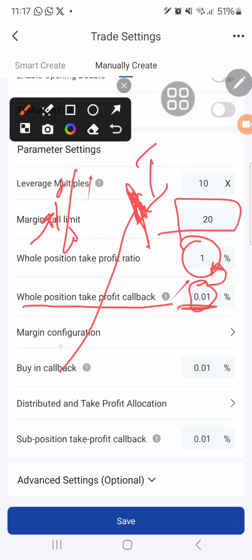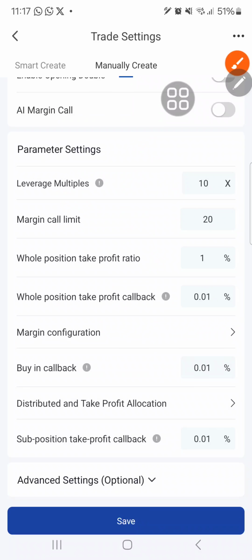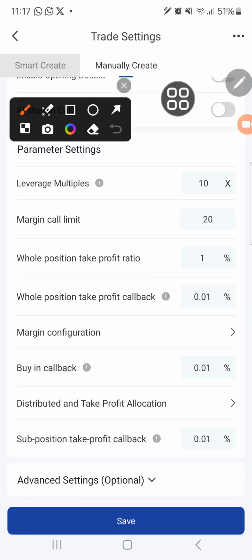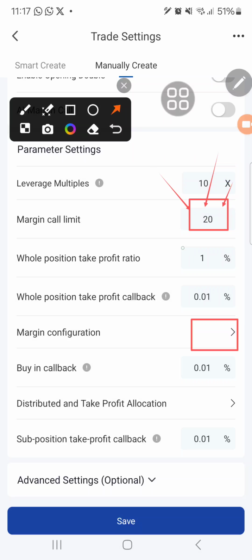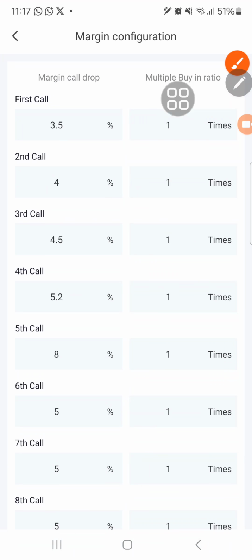Now come to the margin configuration. Margin configuration simply means you are going to configure the margin call limits. You're going to configure this, and when you open here, you're going to find subsequently other things.